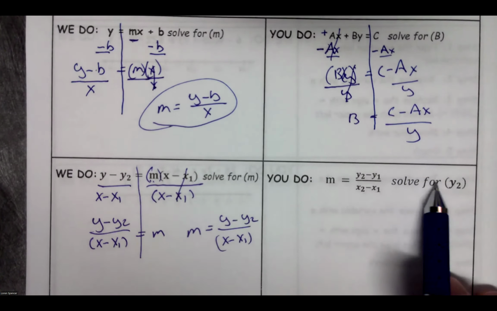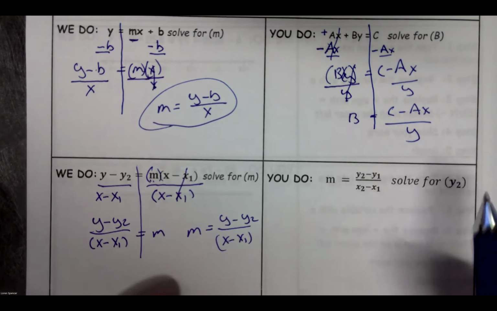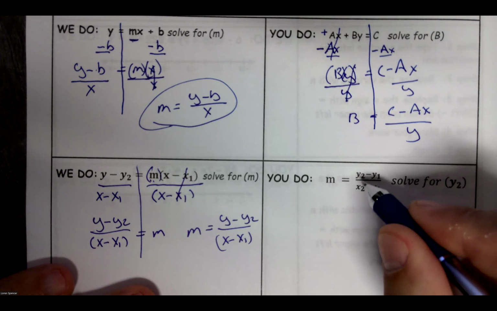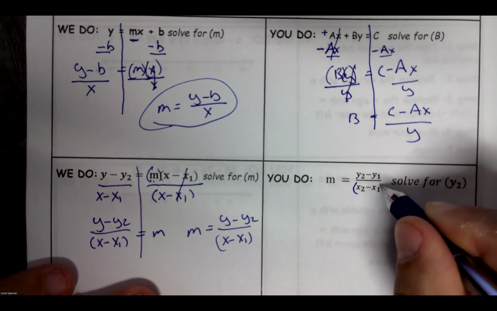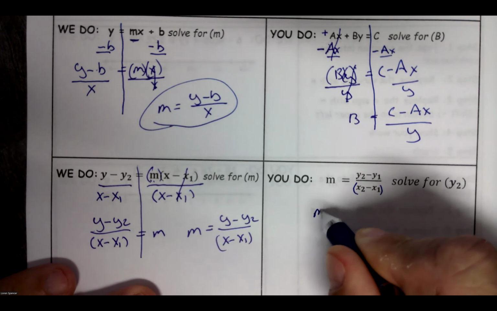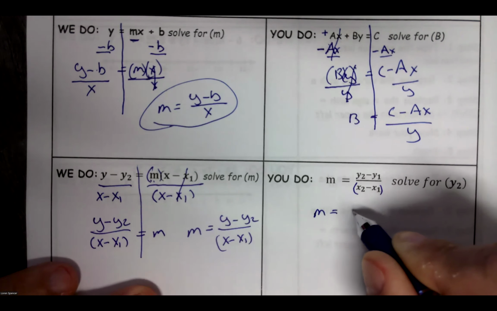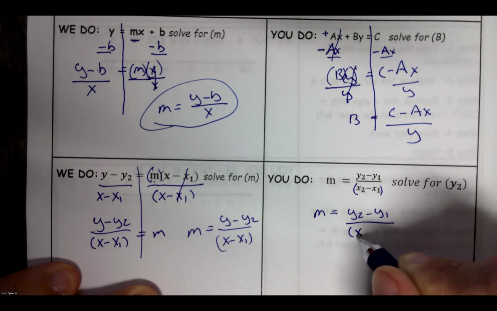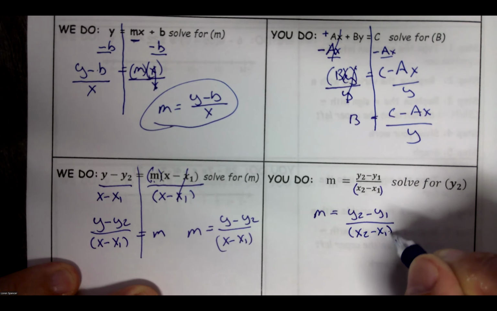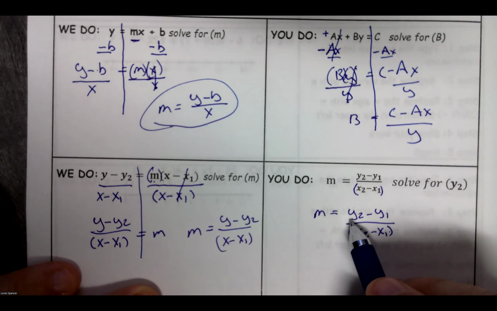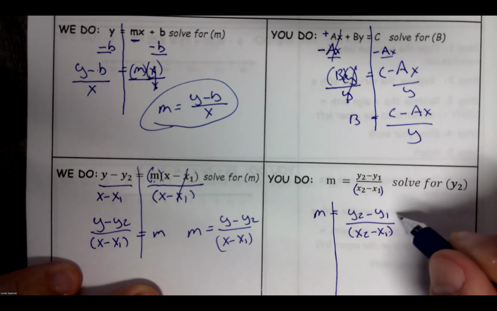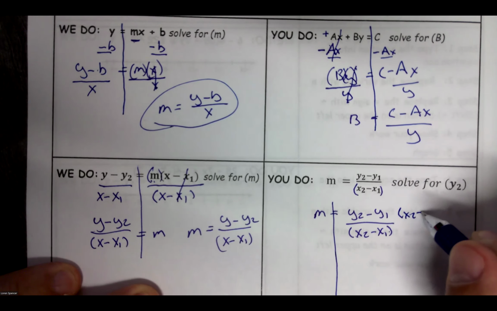This one, we're solving for y2. This is a little more difficult. So we're looking for this. I'm going to put this in parentheses and rewrite this so that I have plenty of room to work. m equals y2 minus y1 divided by parentheses x2 minus x1. I need to get to this y2, which means I need to get rid of all this division part. And I can undo division by doing multiplication.